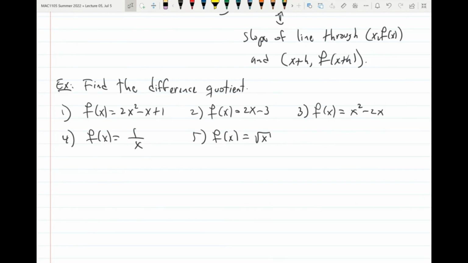So don't compute anything. Just look at it and tell me. What should we get for number 2? Just think about what the difference quotient is. What does the difference quotient do? Would you just grab a number because it's just a slope? The slope of what? Okay, but what answer would you get in this case?